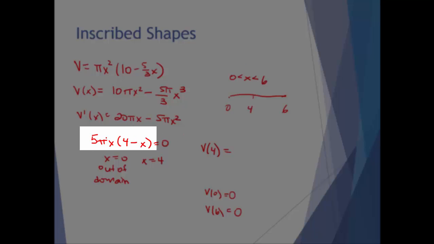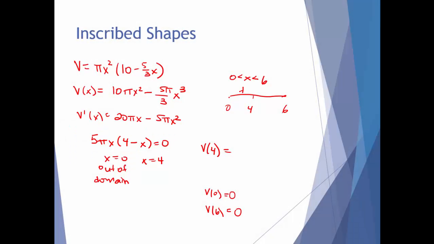If you plug in a number like 2, what you're going to get is a positive number from this factor and a positive number from this factor, so positive overall. If you plug in something in between 4 and 6, like 5, you're going to get a positive number for this factor, but a negative number for this factor, which means that your volume function will go from increasing to decreasing. In other words, that's a maximum. So as far as verifying that this is the absolute maximum goes, we're in good shape.